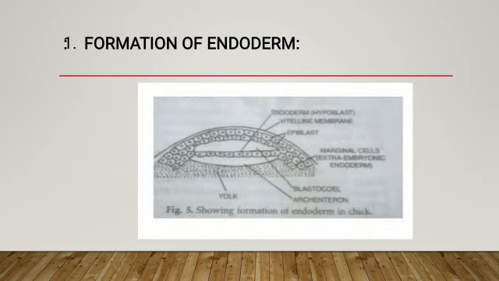Number 1 is the formation of the endoderm. We can see in the diagram that the formation of the endoderm starts when the endoderm of the hypoblast develops as a single layer of cells inside the blastocoel. After the formation of the endoderm, the upper layer is called the epiblast. There are different forms, we can say, in the endoderm of the hypoblast.